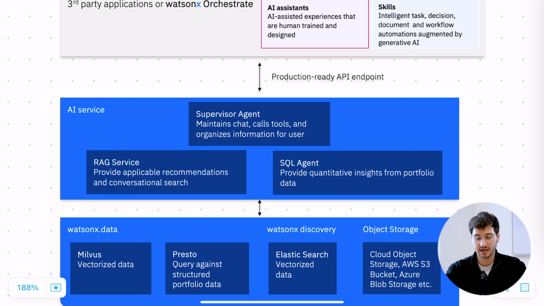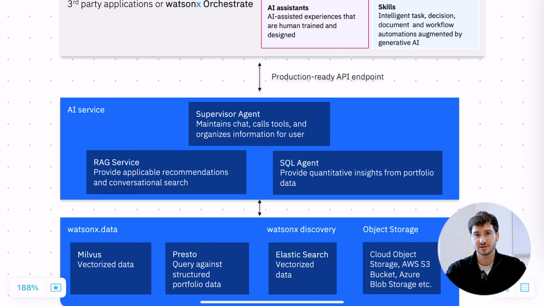The supervisor agent is routing between these different services, both assistants and agents, to maintain chats, tool calling, and organizing information for the end user. The RAG service is providing applicable recommendations for portfolio analysis and leveraging the conversational search functionality to leverage vectorized data and pull it into an end user output.